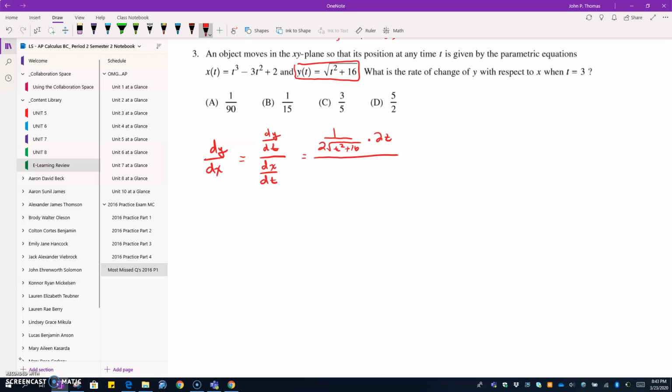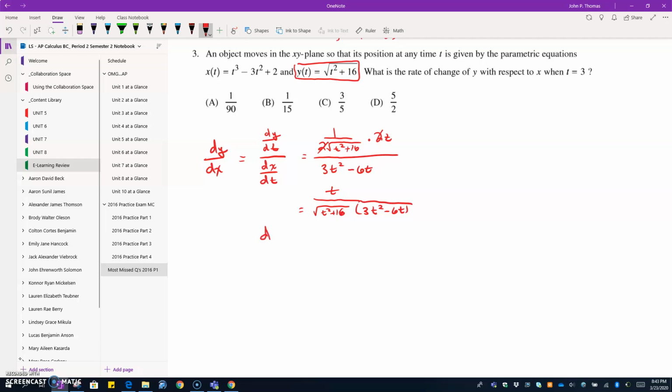On the bottom, we're going to take the derivative of x with respect to t, and that's a polynomial, so we just get 3t squared minus 6t. Alright, and that actually gives me the dy/dx at that point. Now I can clean this up a little bit, so I'm going to cancel those 2's, and I've got a t over the square root of t squared plus 16, and then that's going to be multiplied by my 3t squared minus 6t in the bottom if I multiply by the reciprocal to clean up the complex fraction.